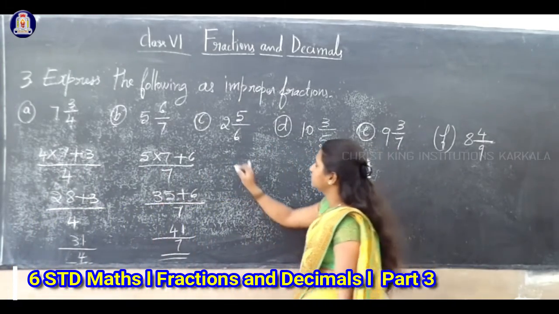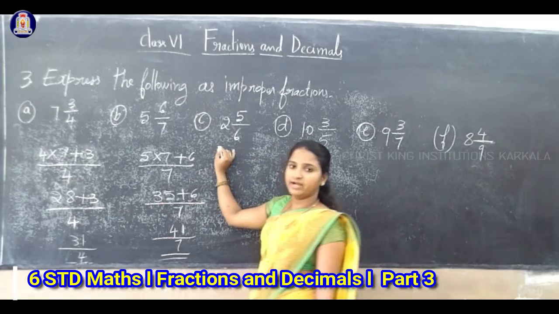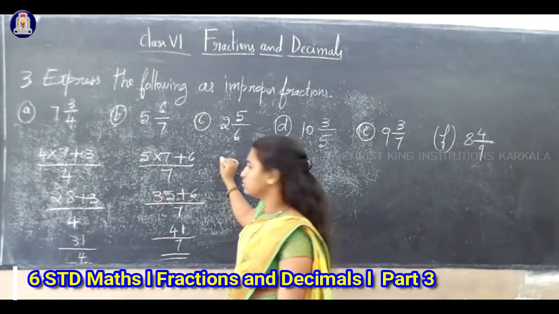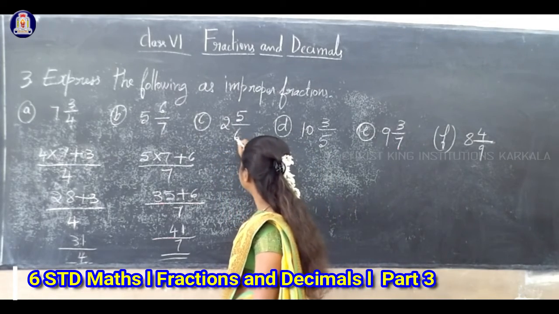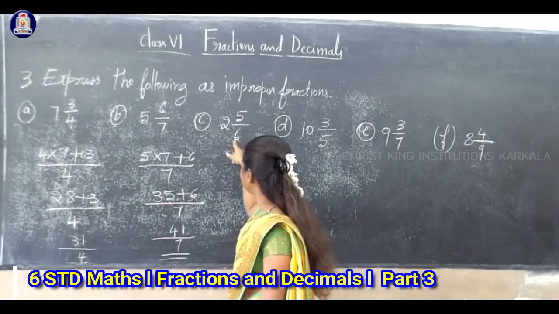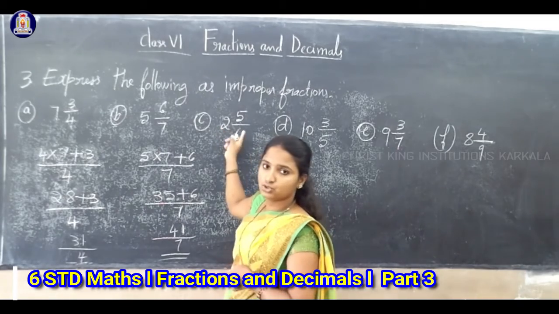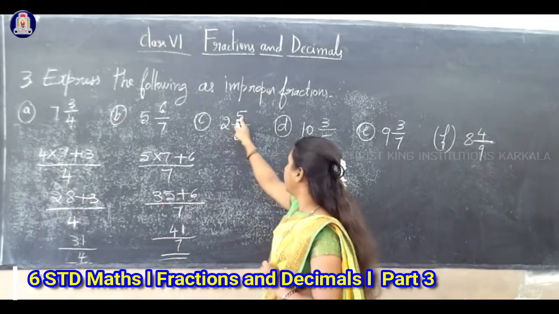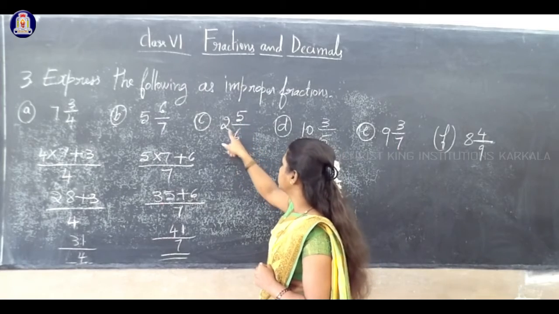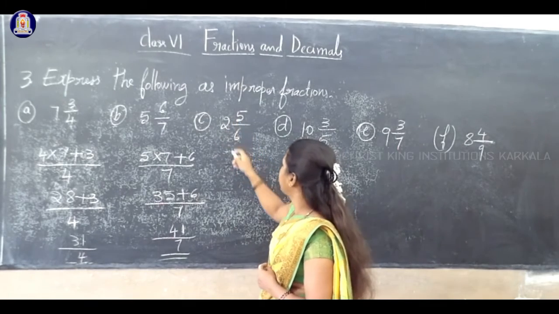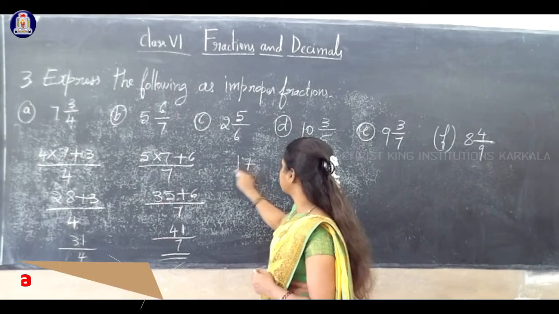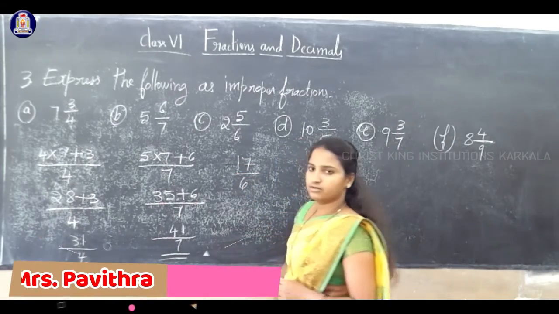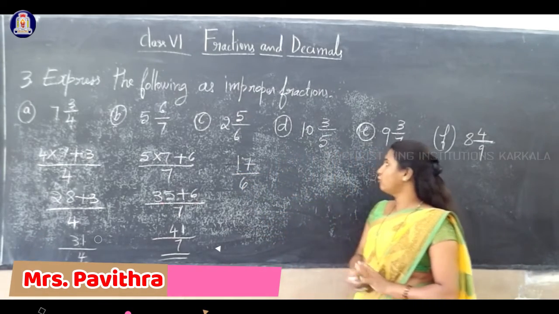So the third question, 2 5 by 6. 2 5 by 6 is also a mixed fraction. So directly how we can write: 6 2s are, multiply these two. 6 2s are 12. 12 plus 5. 6 2s are 12, 12 plus 5 is 17. So 17 by 6. Okay. This is the third question. This is the fourth one.